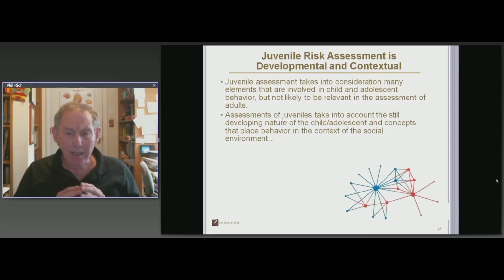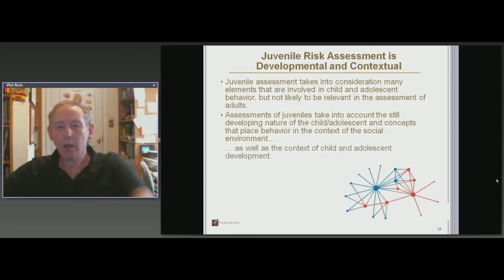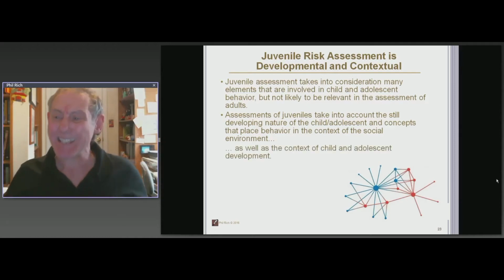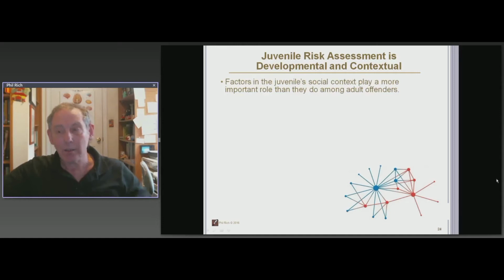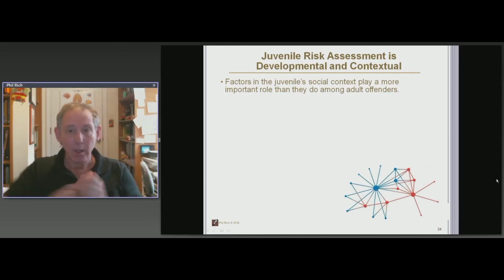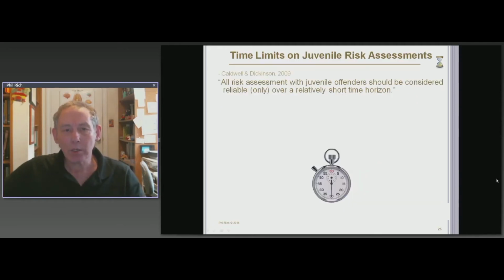These things really take into account the developmental nature of childhood and adolescence, and importantly, concepts that put the behavior of the juvenile in the context of his or her social environment and the context of child and adolescent development itself. You could argue that adolescent development itself is a contextual factor, independent of my friendships and my behaviors in the community. In this case, factors in my social context play a much more important role than they would if we were assessing, say, adult offenders. We look at peer groups, we look at family dynamics, we think about pro-social activities, community factors in general more carefully when we do juvenile risk assessment.